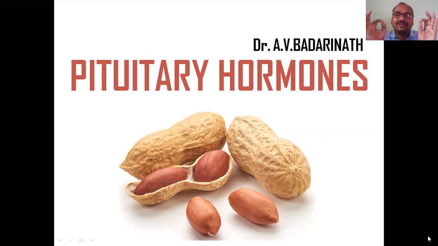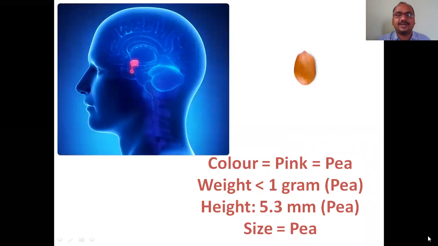The pituitary gland has the same structure as a peanut, a groundnut. Both are the same, groundnut, peanut. And this is the place exactly in your brain. You can see the peanut here. This is called the pituitary gland.